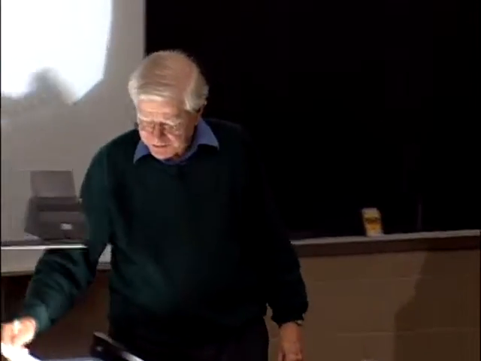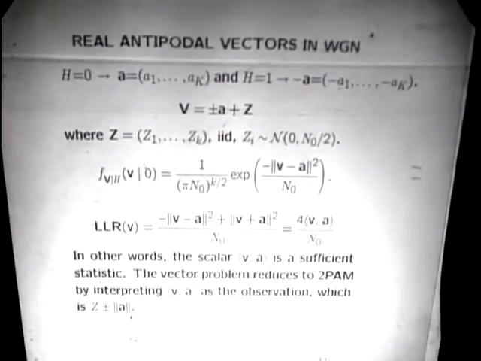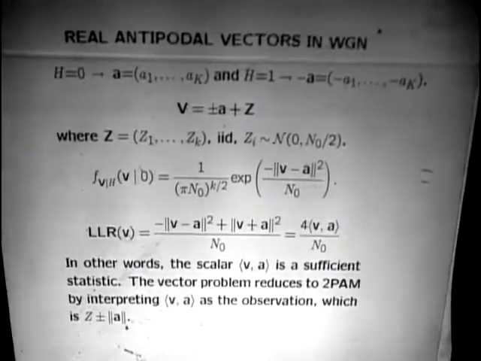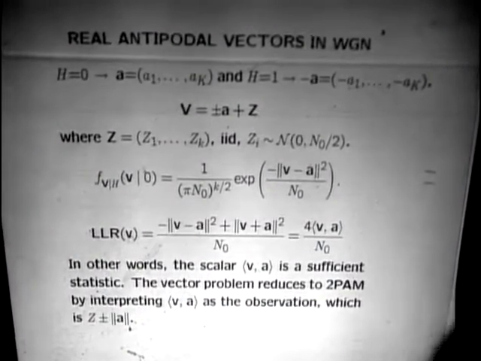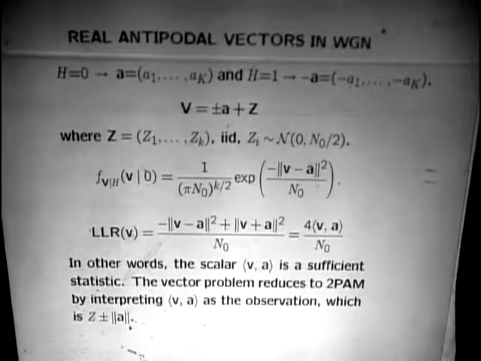Okay, let's go on to real antipodal vectors in white Gaussian noise. And again, let me point out to you again that one of the remarkable things about detection theory is once you understand detection for antipodal binary signals in Gaussian noise, everything else just follows along.